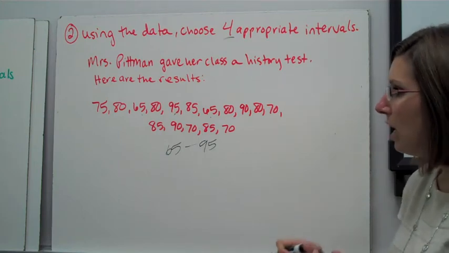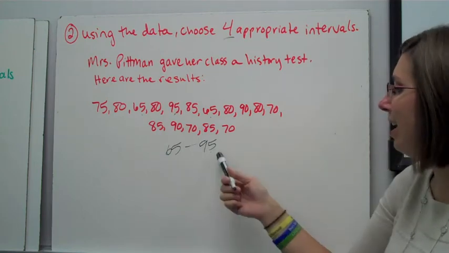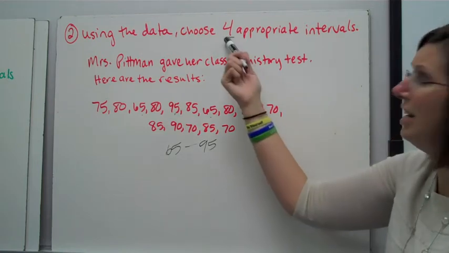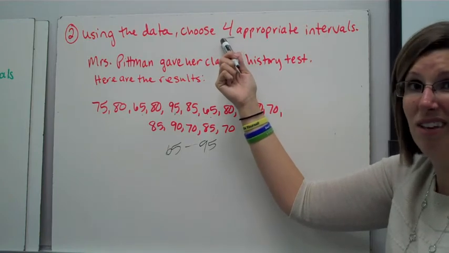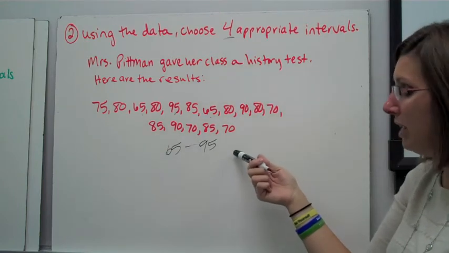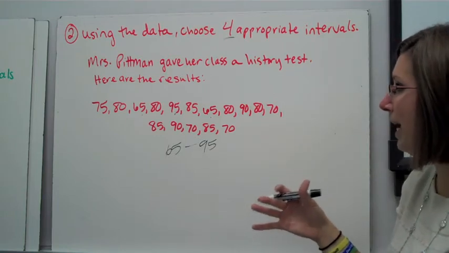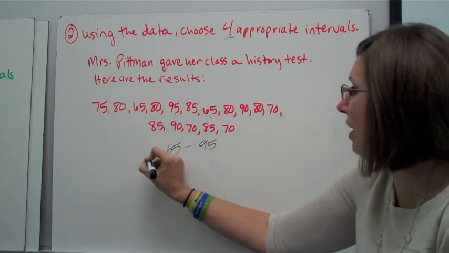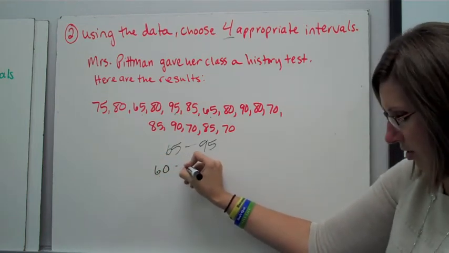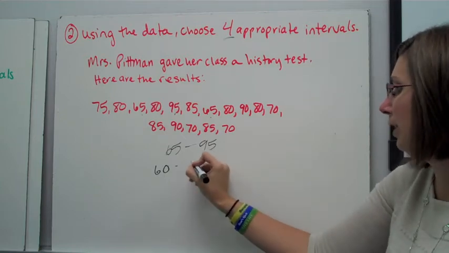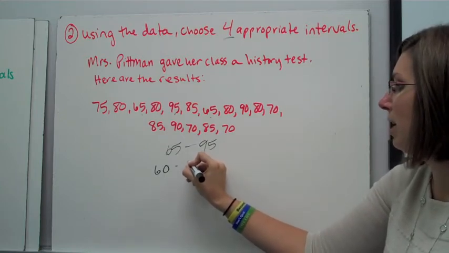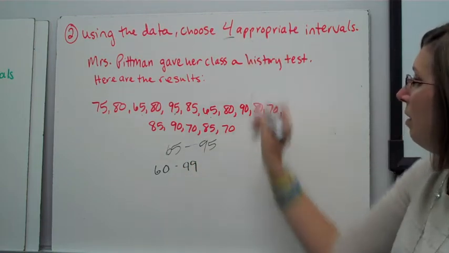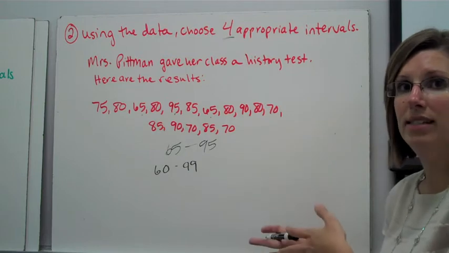So if you subtract 65 from 95, you get 30. And 30 divided into 4 groups doesn't come out evenly. So what we can do is add some space on to one side. Like if I went from 60 to maybe almost 100 or 99, that would give me 40 pieces of data divided by 4. That means 10 equal bins.